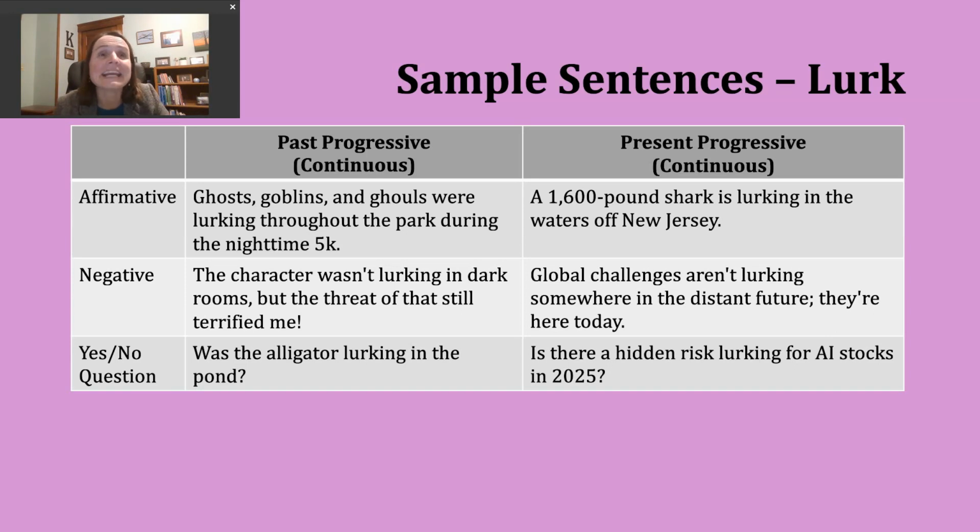Now, let's talk about making negative present progressive sentences. To do this, again, start with your subject, use the form of be that matches, then not, then the ing form of the verb. Here's another example.